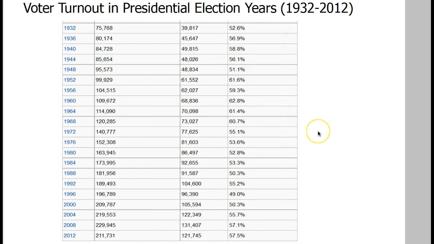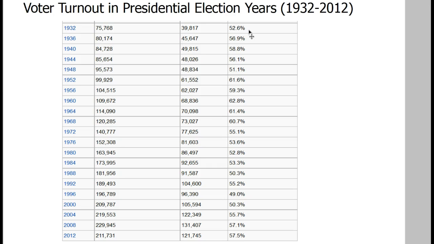Let's look at voter turnout over the last 80 years. These numbers are in millions, so when we see 75,000, that's really 75 million. When we look at 2012, we see 211 million. This category is eligible voters, and this category is the number of people who were eligible to vote that actually voted. And what you see here is, we're supposed to be one of the leading countries of the world as far as democratic principles, but we tend not to vote very much.